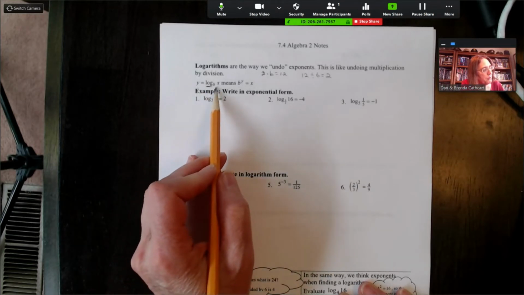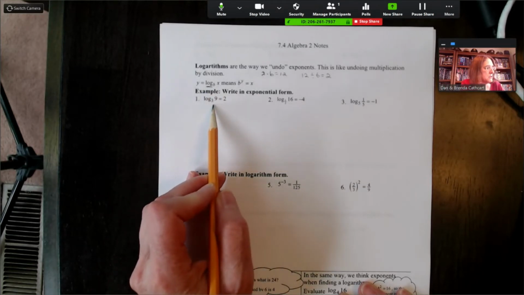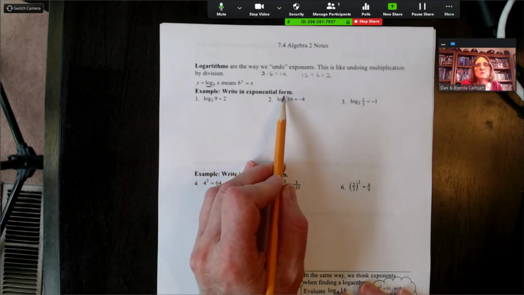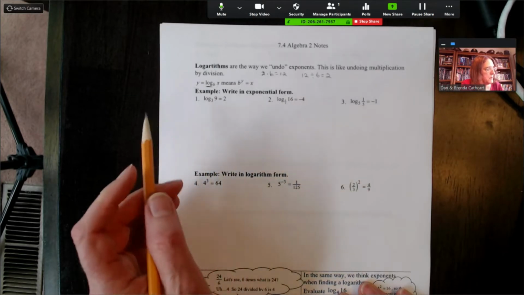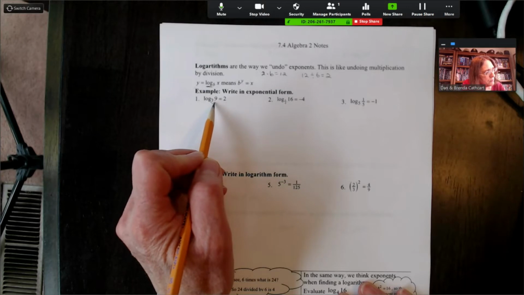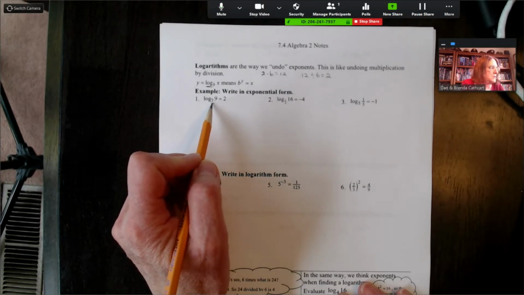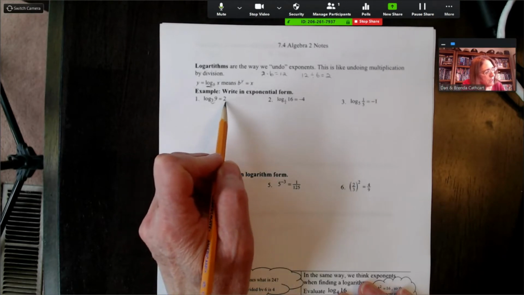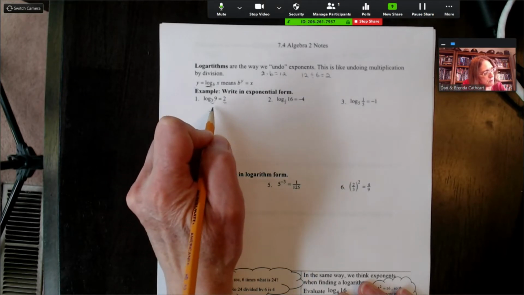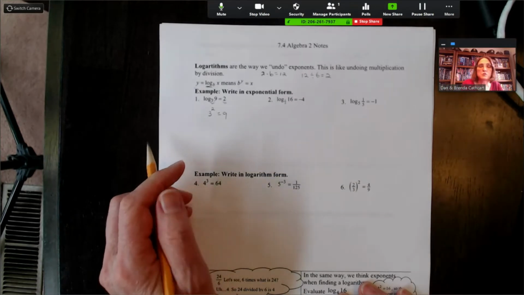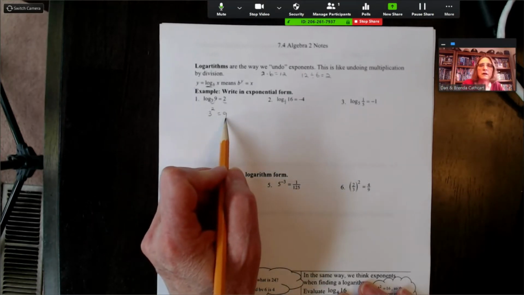Right now we have something written in log form. We have log base 3 of 9 equals 2. We want to write it in exponential form. Well, in exponential form, the first thing we do is identify the base. This is that subscript when written in log form. It's also the base. So we're going to take the base of 3, and our answer out here is our exponent. So we're going to rewrite this as 3 to the second is equal to 9. And that is a true statement. 3 to the second is 9.